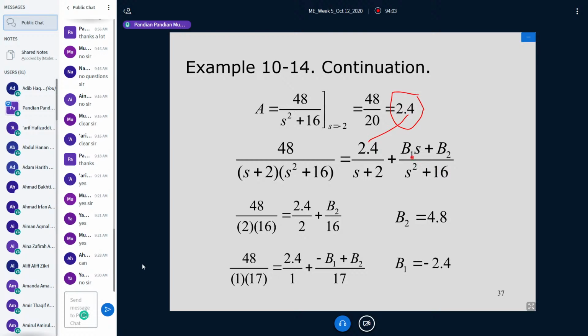Now you want to find B1 and B2. So you substitute s as 0, just substitute s equals 0. The simple one is s equals 0. When you substitute s equals 0, the left side becomes 48 over (0 plus 2)(0 plus 16), which is 2 and 16, equals 2.4 divided by 0 plus 2, plus since s is 0, no B1, B2 over 16. So you solve this, you find B2 is 4.8.